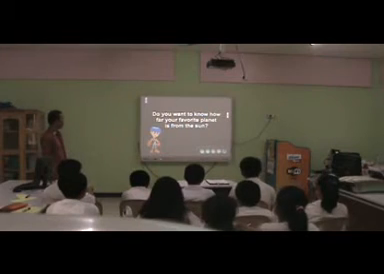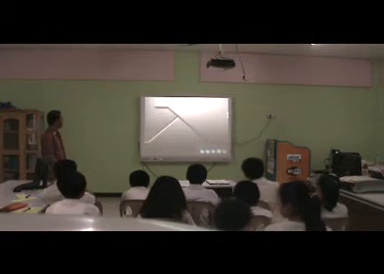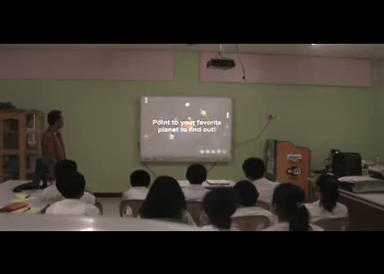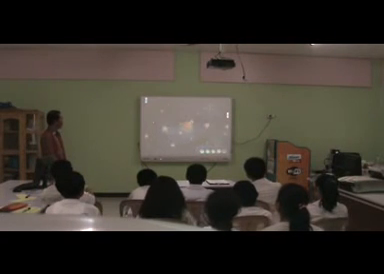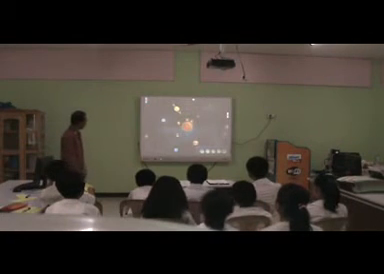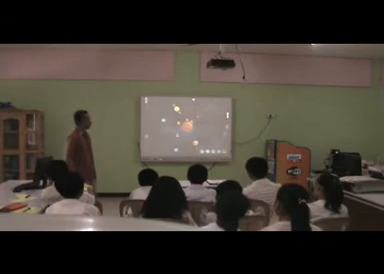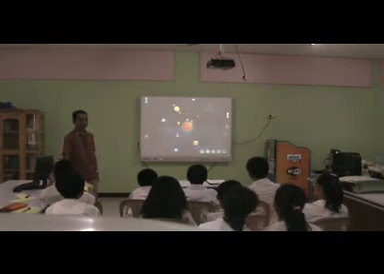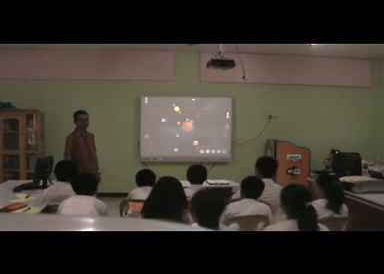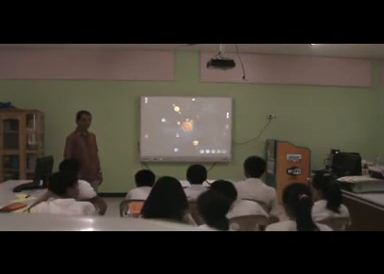Do you want to know how far your favorite planet is from the sun? Point to your favorite planet to find out. The sun remains at the center of the solar system. What do you call the star at the center of the solar system? The sun. The sun is the source of heat and light.